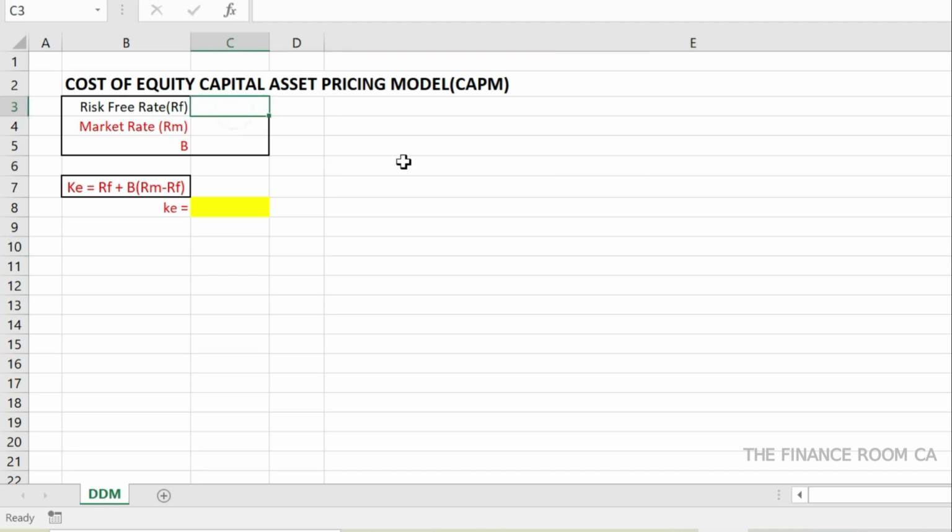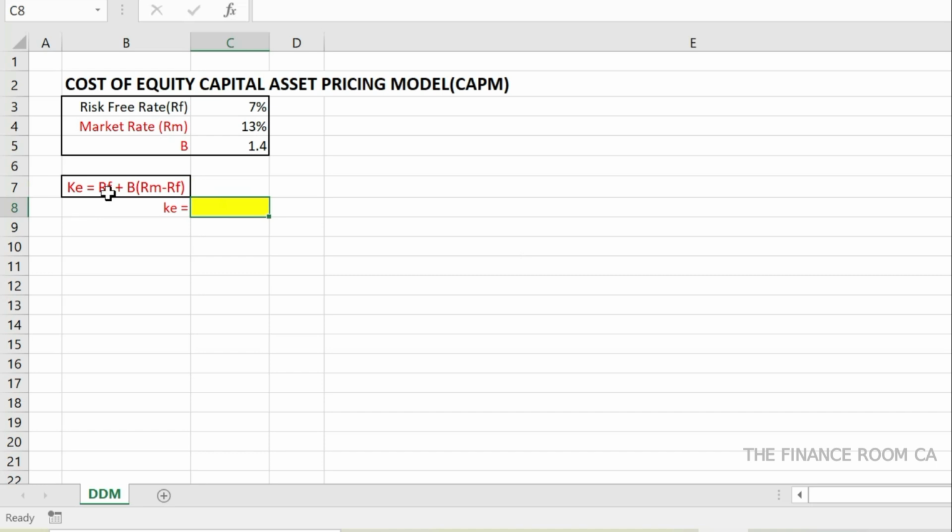Let's suppose we have the risk-free rate, which is, you can say, 7%, and the market rate is 13%. The beta is 1.4. Let's suppose I am just taking these values here.